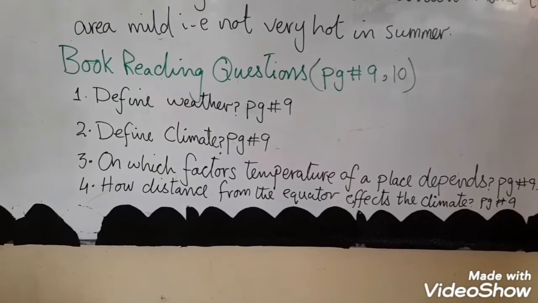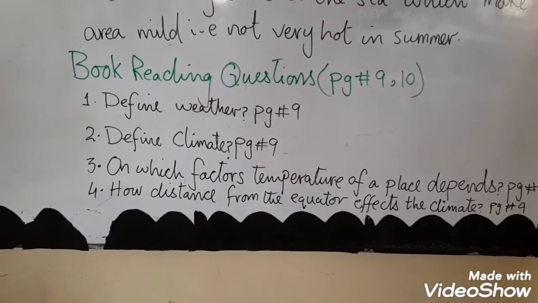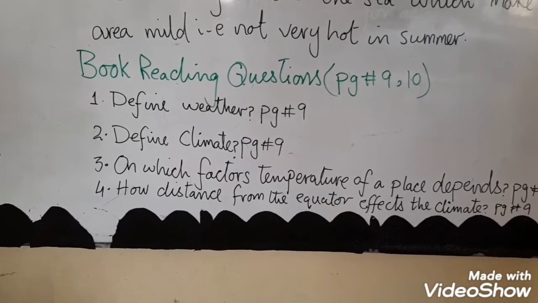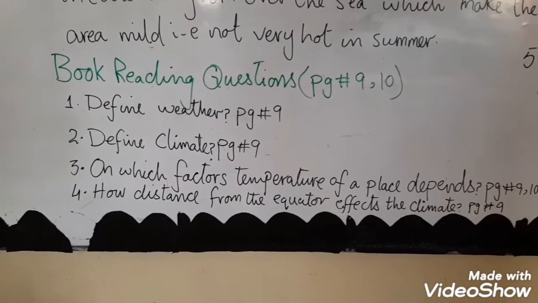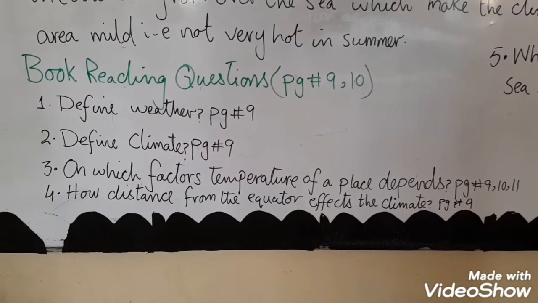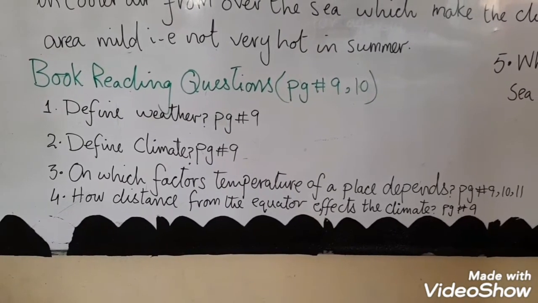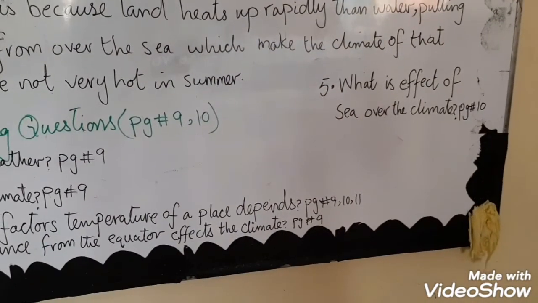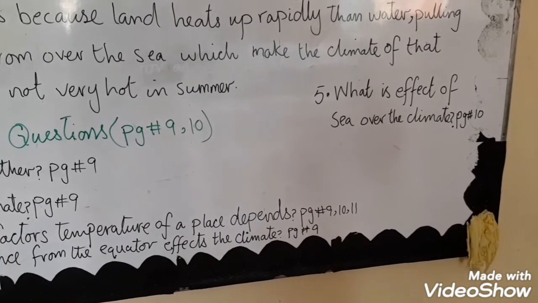Here are some book reading questions with page numbers. Later I will mark the answers of these questions in your book. Question number 1, define weather, page number 9. Question number 2, define climate, page number 9. Question number 3, on which factors does the temperature of a place depend, page number 9, 10, 11. Question number 4, how does distance from the equator affect the climate, answer is on page number 9. Question number 5, what is the effect of sea over the climate, answer is on page number 10.